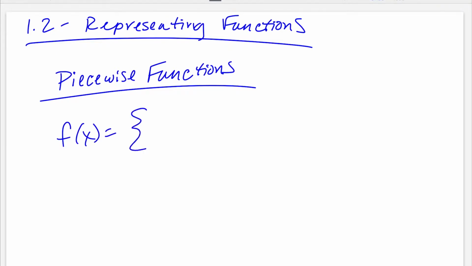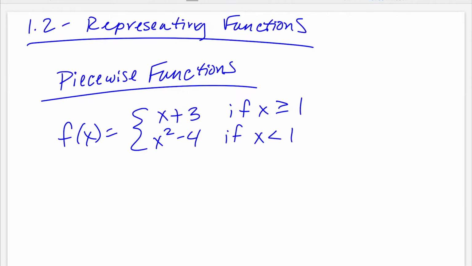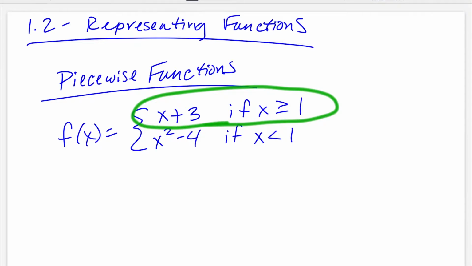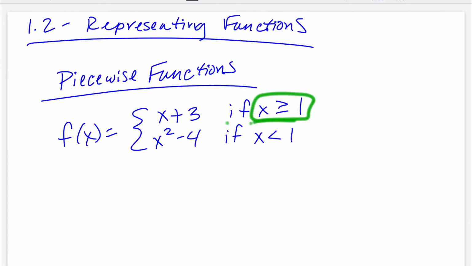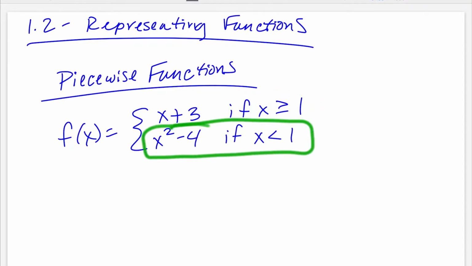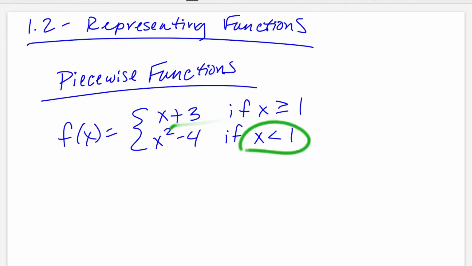If I have something like x plus 3 if x is greater than or equal to 1, and x minus 4 if x is less than 1. So here's the kicker, right? I've got this line, but the line up here only goes for the x values that are greater than or equal to 1. I've got this parabola, but it is only accounted for with the x values that are less than 1. Right? Because remember, the definition of a function is the x's can't repeat.